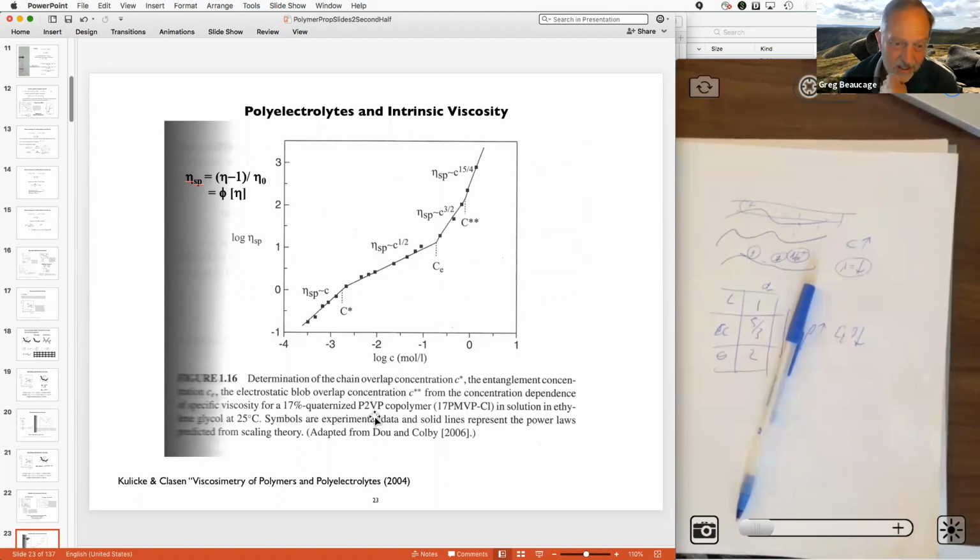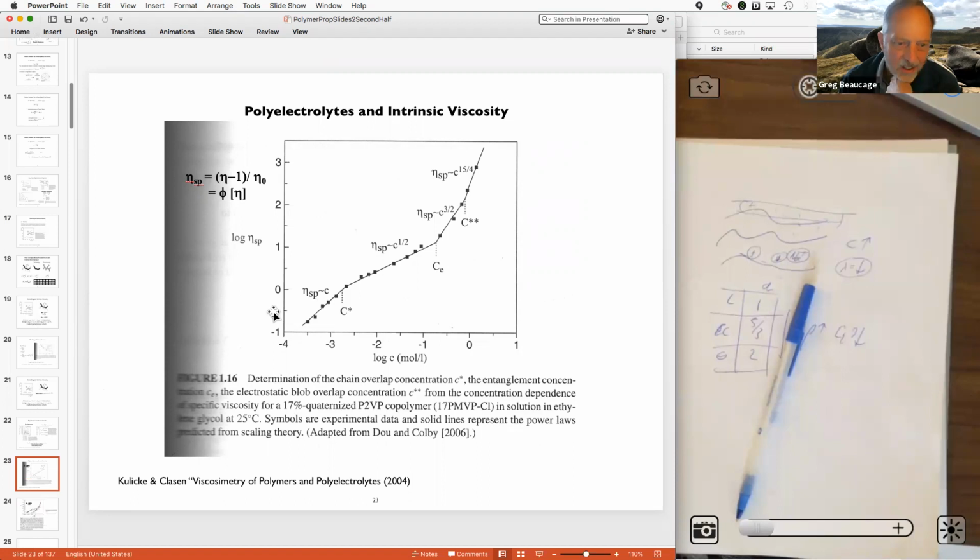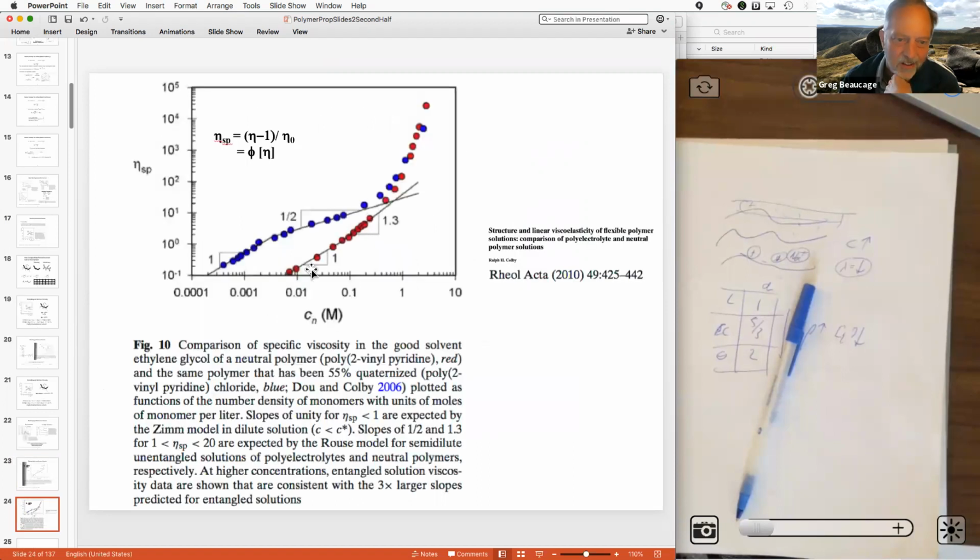he can put salt in and then make it into a linear chain, make it into a non-polyelectrolyte. So he did that in another paper. This is the non-charged PV, polyvinyl pyridine, and then charged without salt, without the Debye screening. This is this other curve, the blue one.